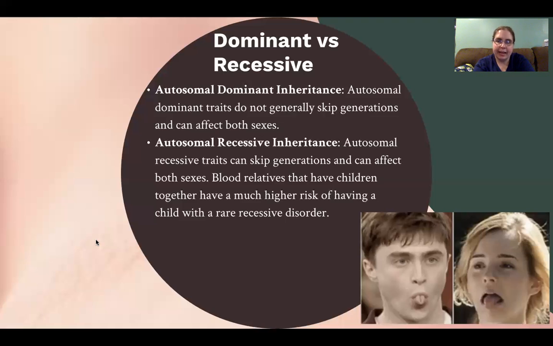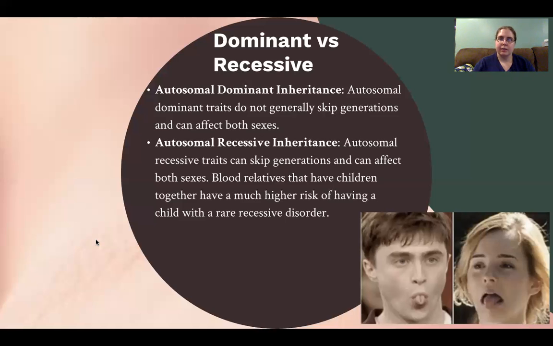Blood relatives that have children together will have a much higher risk of having children with rare recessive disorders. So what that means is, this is one of the reasons why incest is so bad, because let's say that within your family, there is a recessive allele for a horrible, horrible disorder, one that would kill the individual. It's fatal by the age of 5 years old. Now, no one really knew that your family had this recessive allele because it's so rare and not a whole lot of people outside the family have it.